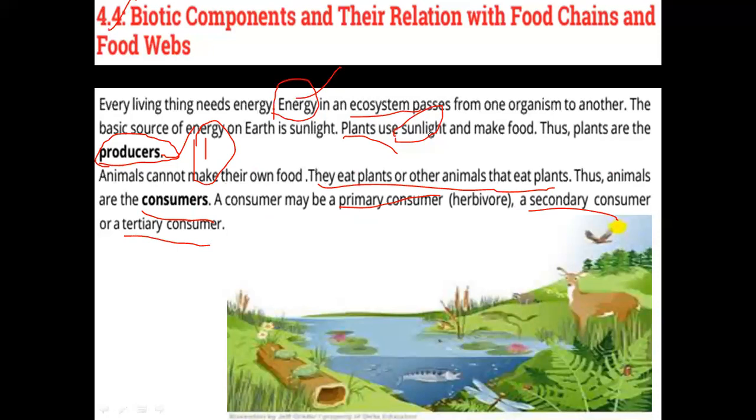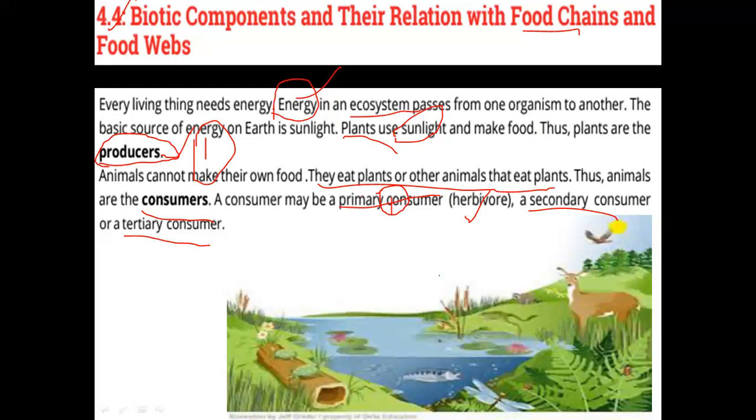The first level of animals which eat the plant is called primary consumer, and secondary consumer eats the primary consumer, tertiary consumer eats secondary consumer, and the chain goes on. That is called food chain. Primary consumers, which eat the plants, the producers, are called herbivores. So you can see here lots of producers and consumers.